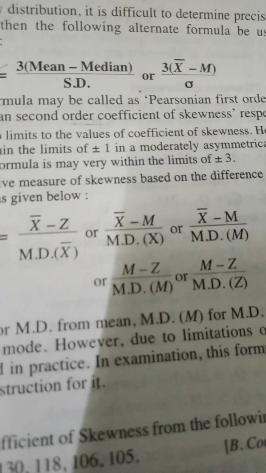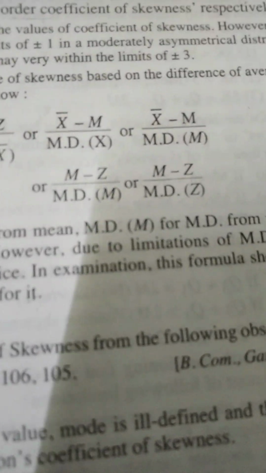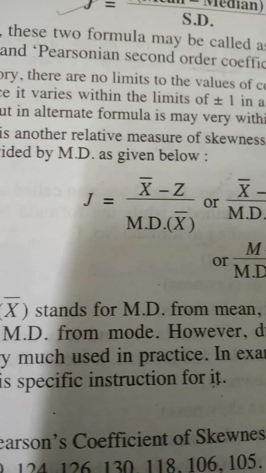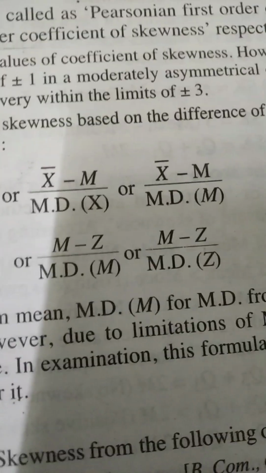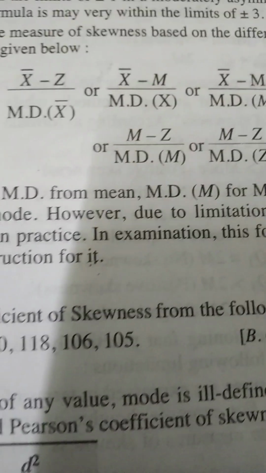Coefficient of skewness we are saying, that's why we are dividing by standard deviation. This is also a formula by taking mean deviation. The same formula is there, only the division is by the mean deviation. Clear?